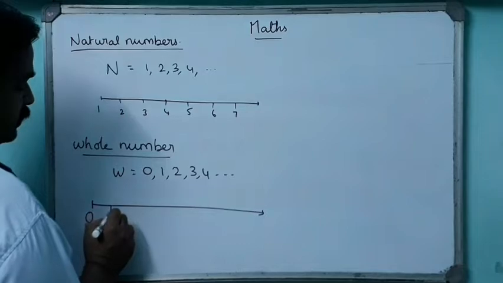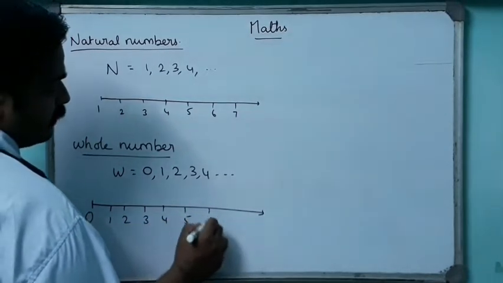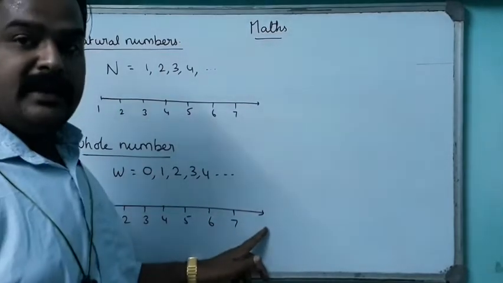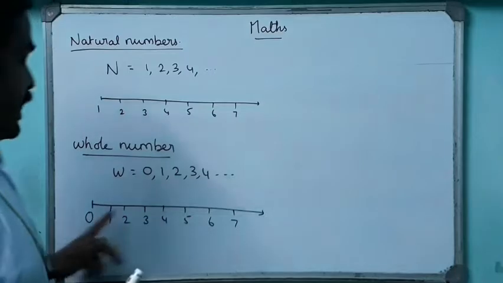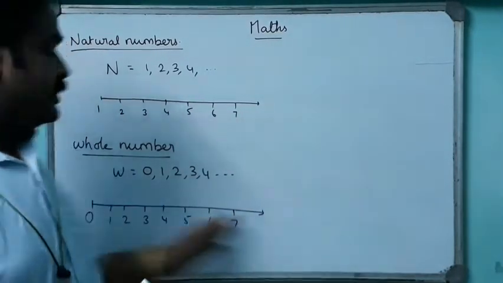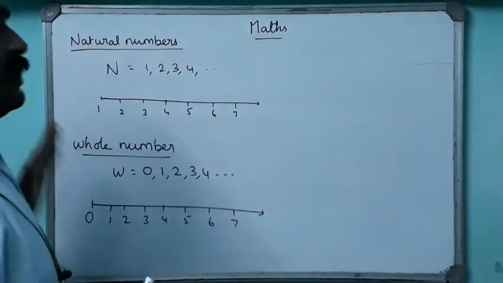The first one is 0, 1, 2, 3, 4, 5, 6, 7. As you can see, I have marked the ray here also. So what does it mean? As with natural numbers, it does not have an end point on one side. But the starting point is so clear, it starts with 0. So natural numbers are finished, whole numbers are finished.